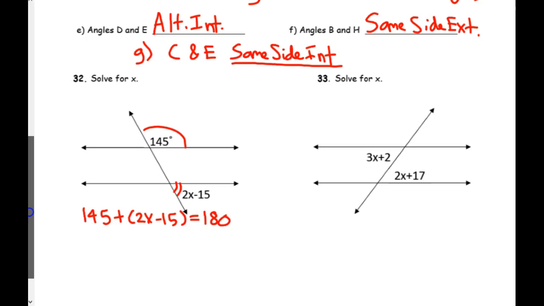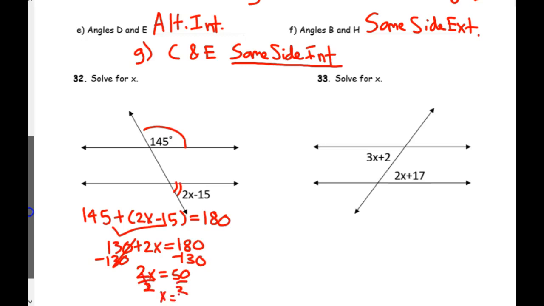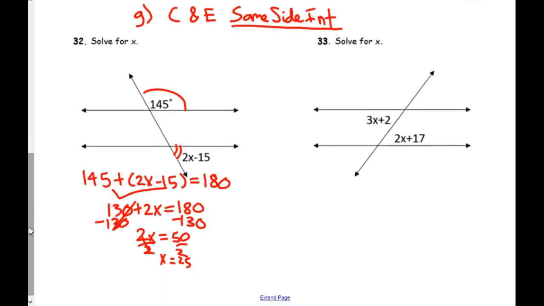So once we set it up, we combine like terms. 130 plus 2x equals 180. Get rid of our loner and divide. So I got x equals 25.